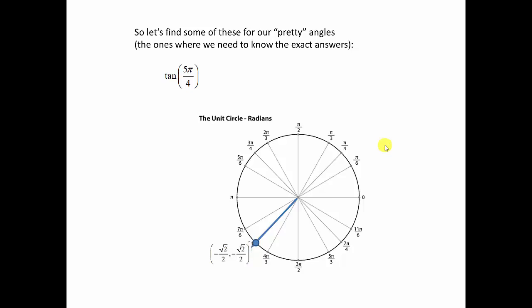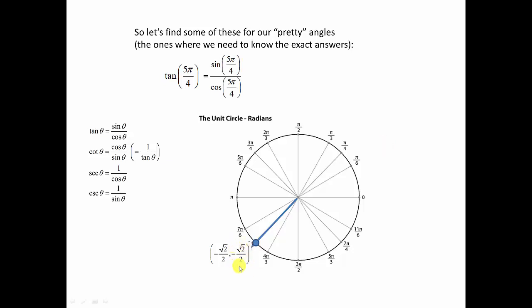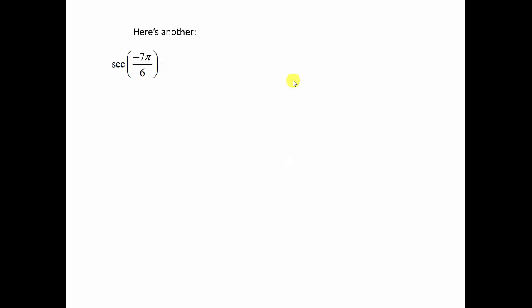And the angle 5 pi fourths crosses the unit circle at negative radical 2 over 2, comma negative radical 2 over 2. And when we look at our definitions, we know that tangent is sine over cosine. So we know the tangent is sine of 5 pi fourths over cosine of 5 pi fourths. And we know that the sine is negative radical 2 over 2 and the cosine is negative radical 2 over 2. So we end up with that lovely fraction, which nicely simplifies to plain old 1. And that's our answer.